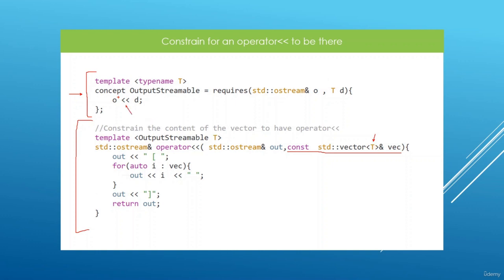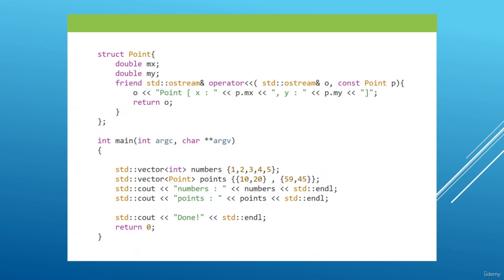If T doesn't have the output stream operator, we're going to have a concept failure and the code is not going to compile. And a good thing about this is that if you try and store things in your vector and those things don't have the output stream operator here, we're going to have a good error message, which is going to say that this thing is missing and you will know exactly what's wrong here. So let's look at a few examples of how we can use this.